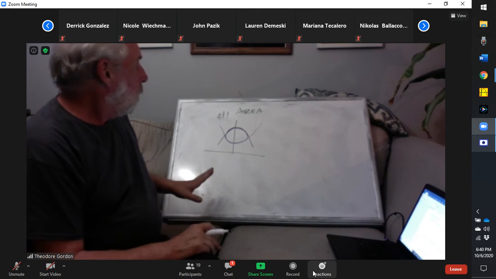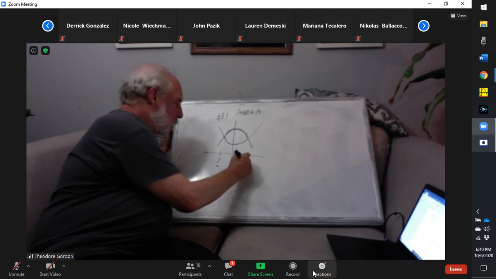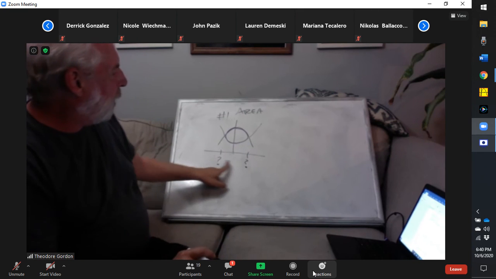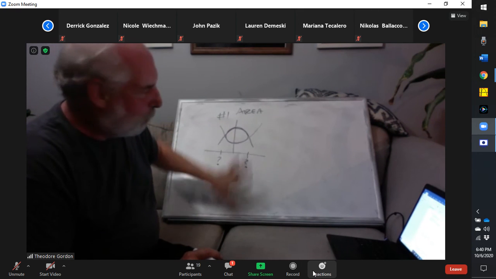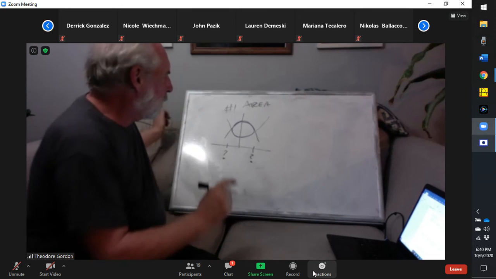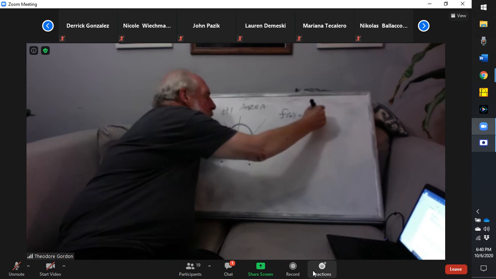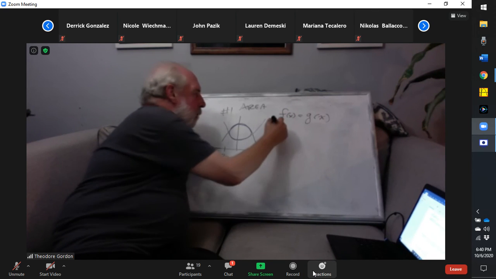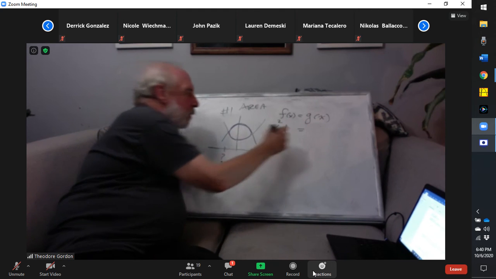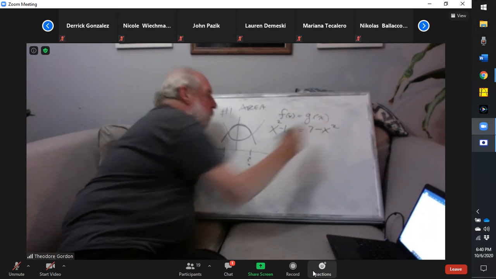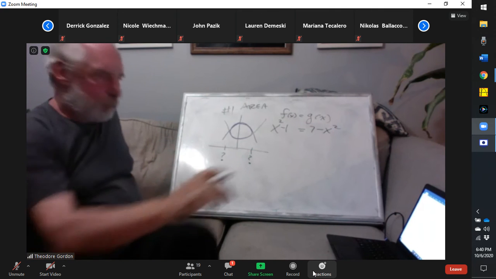Okay. Now, the first step is we have to know the x values that we're going from and to, and that's where these two functions come together. So before we even get to all of that, we have to set those two functions together. So we take the f function and set it equal to the g function. That gives us x squared minus 1 equals 7 minus x squared at these two points. We're trying to find the points of intersection because we need those two numbers.